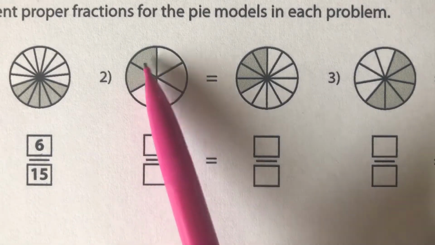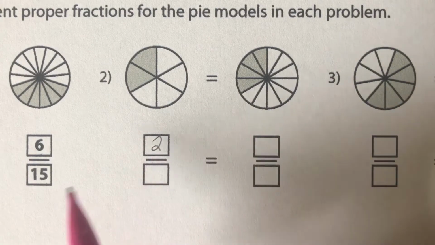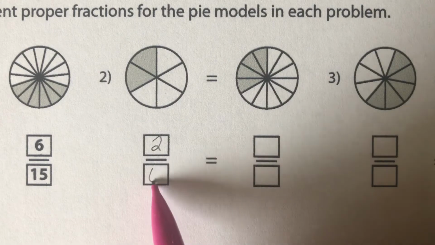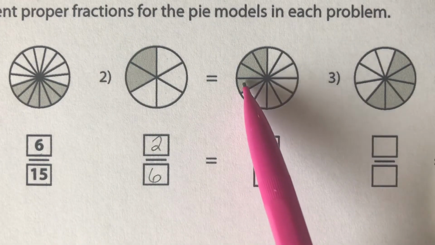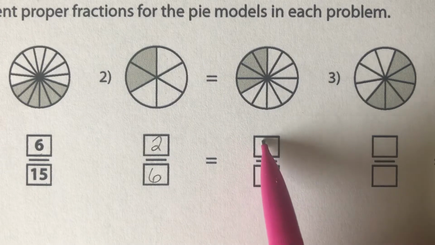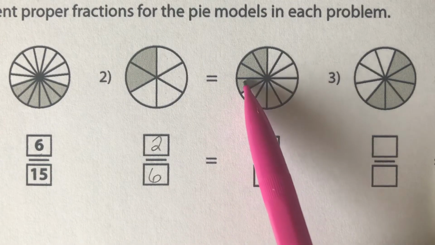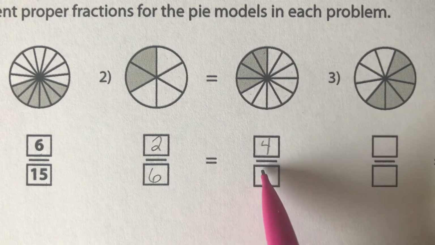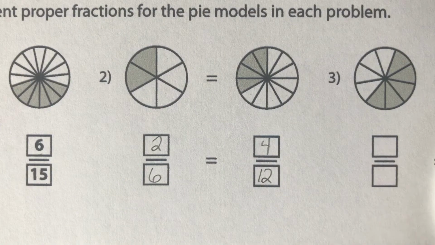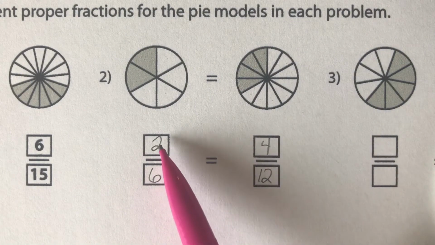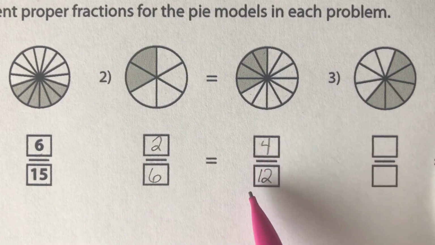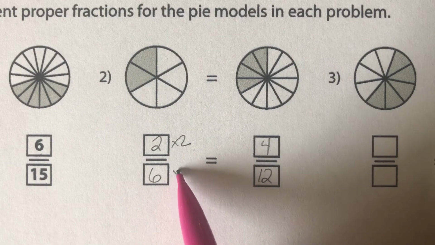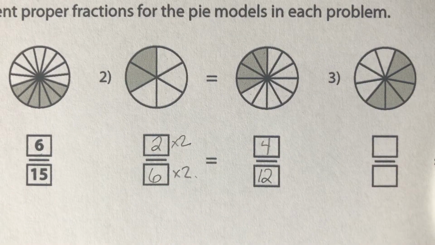So here we've got 2 parts shaded out of a total of 1, 2, 3, 4, 5, 6. Over here we have 4 parts shaded out of a total of 12. So let's look for the factor that we could multiply to get us from 2 sixths to 4 twelfths. Well, 2 times 2 is 4, and 6 times 2 is 12.